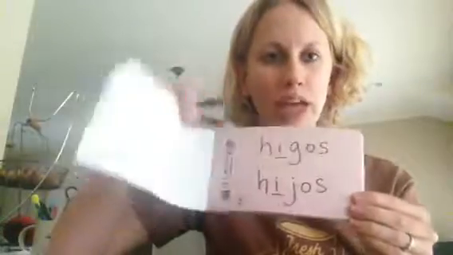Our next vowel is I. And I is always pronounced I. Never E, never E. So we have a word right here. Our first word is, and our H is silent, higos. Higos. And then down here we have hijos. Okay, the first one, just FYI, means figs, and this one here means children or sons. So just some random examples, higos and hijos. We'll look at some more later on.